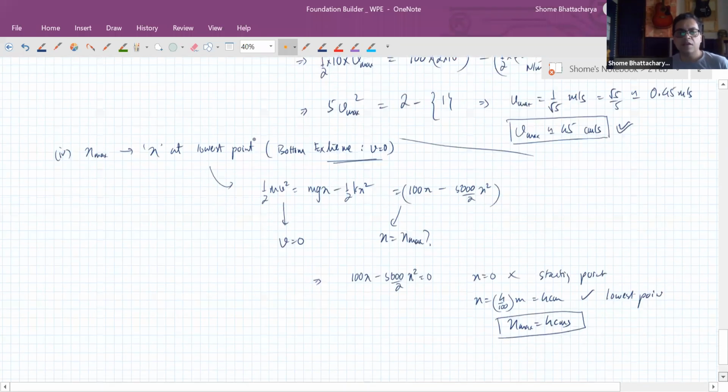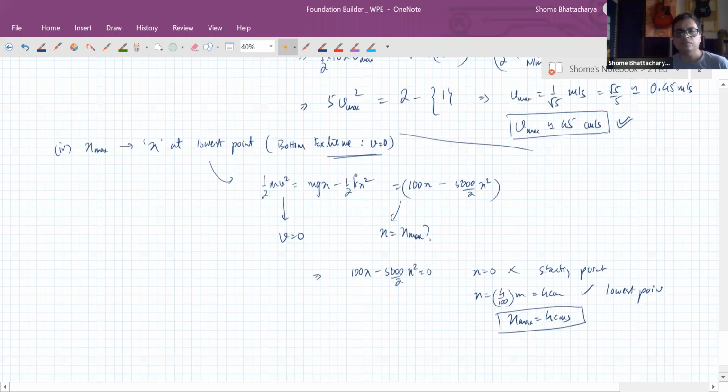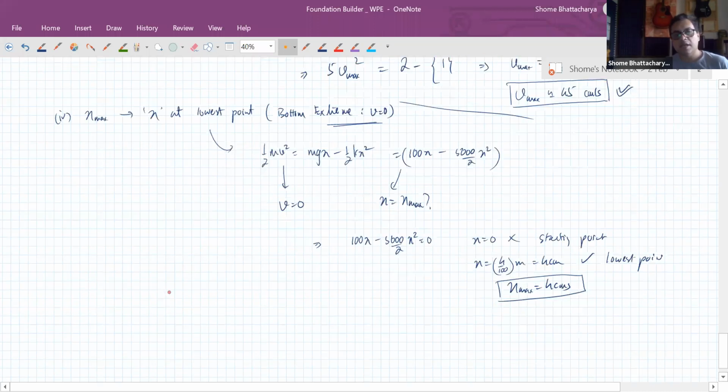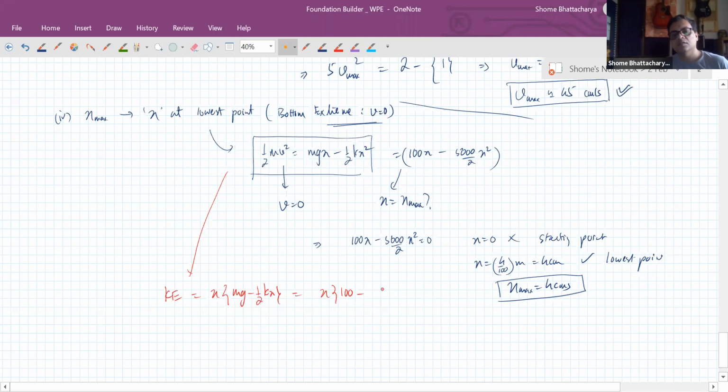So this again brings us to the graph of this relation also. If you look at this relation's graph, the kinetic energy, take x common, is like this. It is x into 100 minus this, or you can even write that as this. This is your kinetic energy as a function of x. But remember, kinetic energy can never become negative.